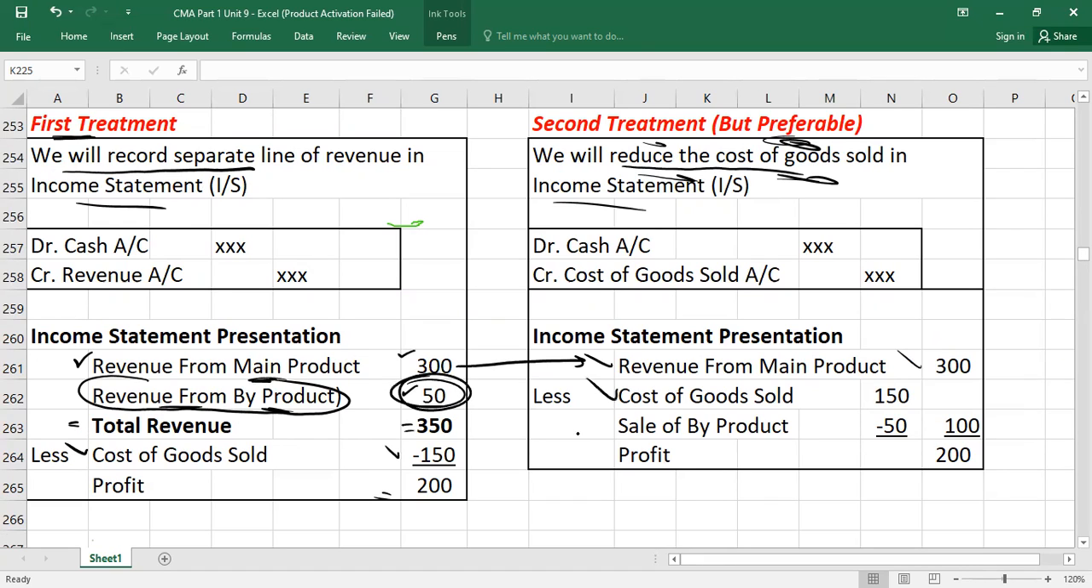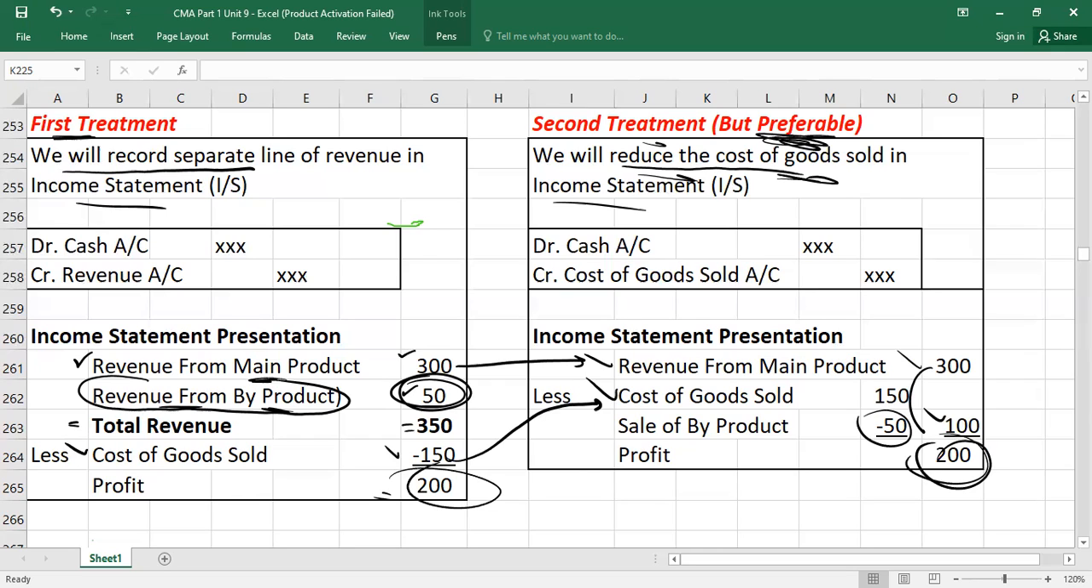What was my previous cost of goods sold? 150. From there, I'll deduct 50, which I recovered from the sale of the byproduct. So my remaining cost of goods sold will be how much? 100, because it was 150, 50 I recovered, 100 is remaining. Again, 300 minus 100, profit will be 200. Profit is not going to change, you can see here. It will be the same, but it's a presentation difference. So what treatment is preferable? Reduce the joint cost or cost of goods sold.